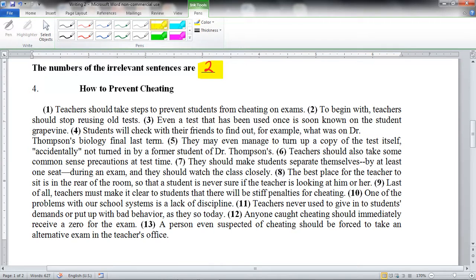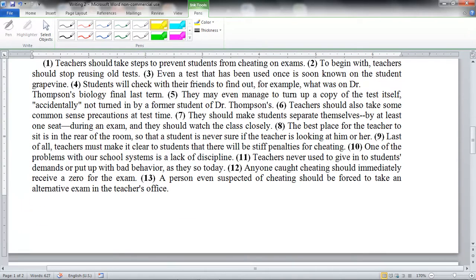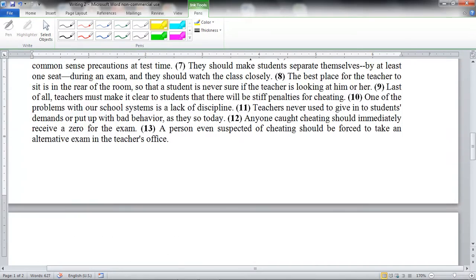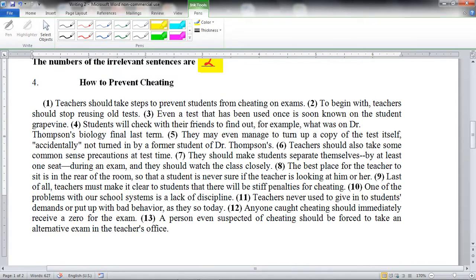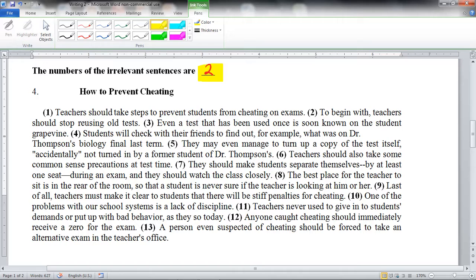All right, the last paragraph we shall read is how to prevent cheating. I guess this is advice for teachers. Irrelevant to us because we don't do that kind of stuff. They're excellent people. Now let's read this and see how many sentences. Let's see, there are 2 sentences apparently here that don't belong. Let's try to find those 2 sentences that break the unity.